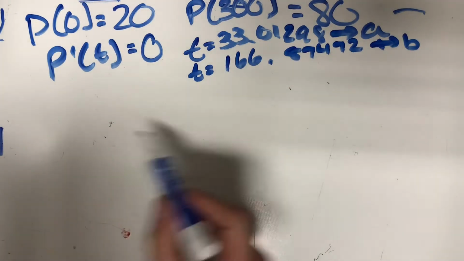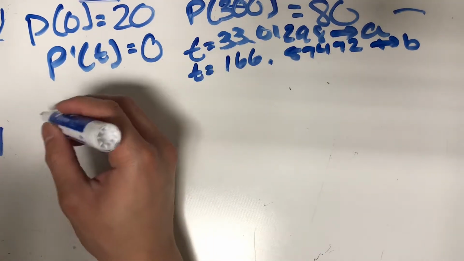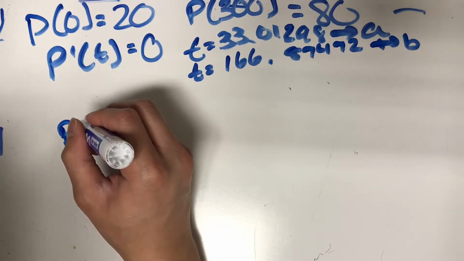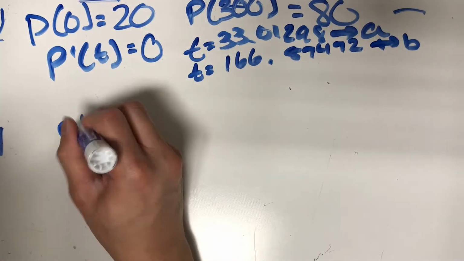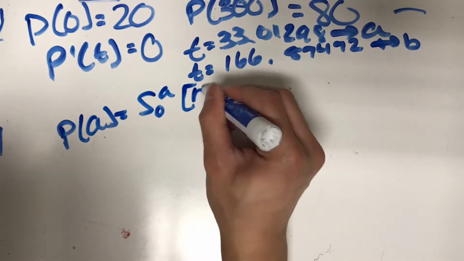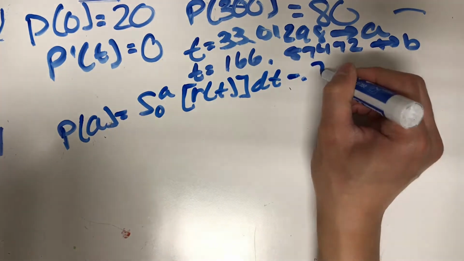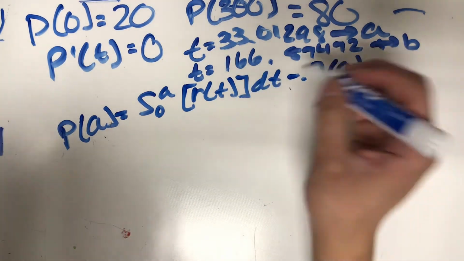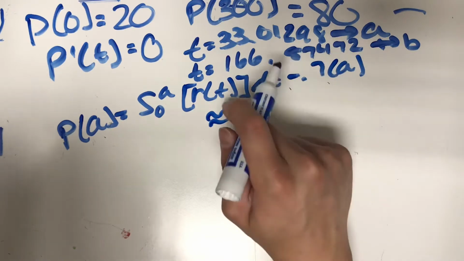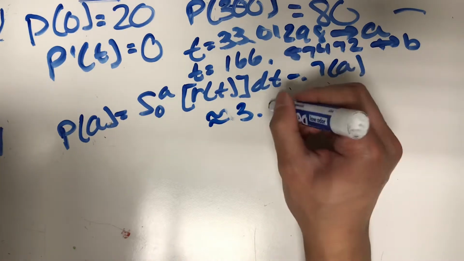To find the number of people in line at these times, we would plug them back into our big equation for the number of people in line at any time. So we would plug it in like this: P of a equals the integral from 0 to a of r of t dt minus 0.7 times a. That will give us an answer of approximately 3.8 people.